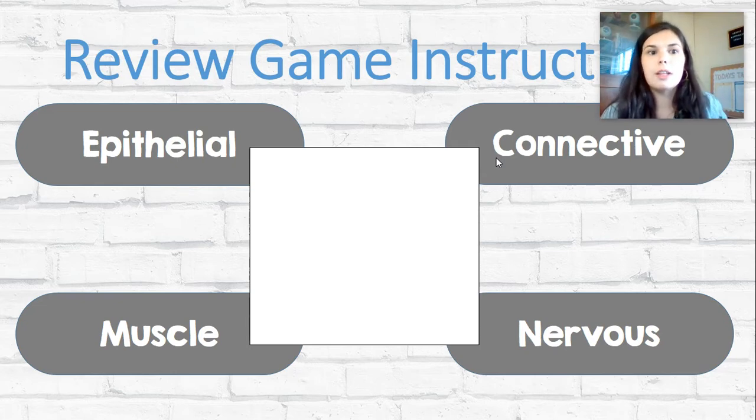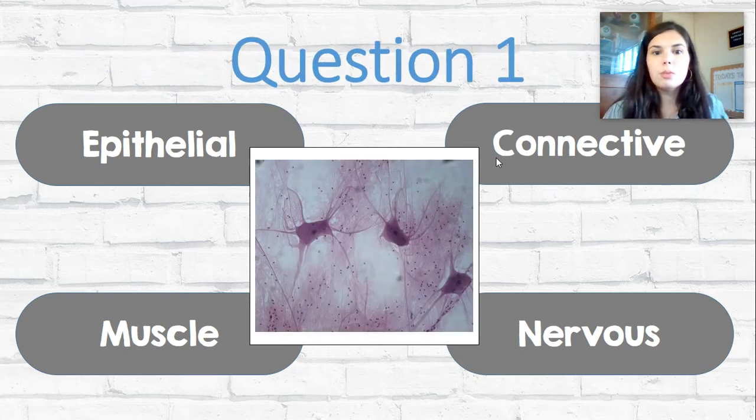And then we'll go on to the answer after that. So we have 15 questions we're going to get through real quick. So the very first one is just this image. What kind of tissue is this?